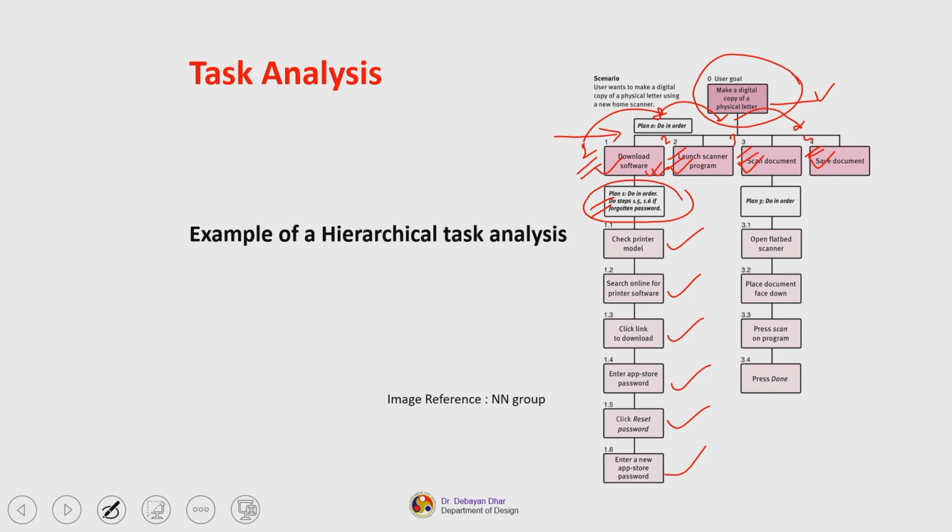The second one is, once you have downloaded everything, you launch the scanner program. After you launch the scanner program, the third is you scan the document, and the plan is do in order: open the flatbed scanner, place document face down, press scan on program, press done. And the final one is save the document. You can also make a detailed decomposition of that process. This is an example of hierarchical task analysis.